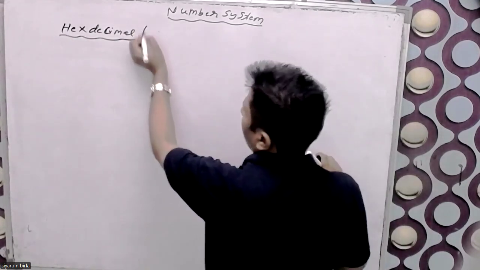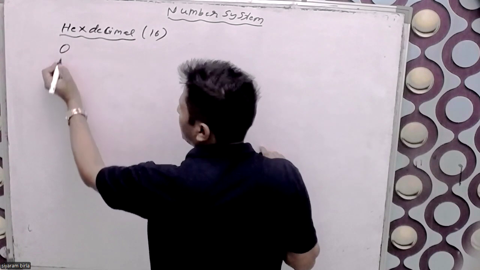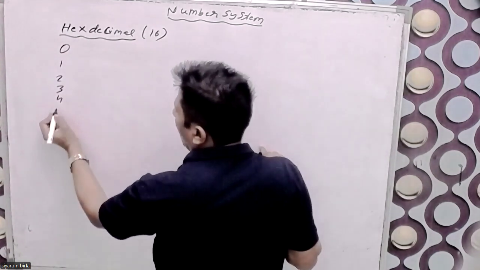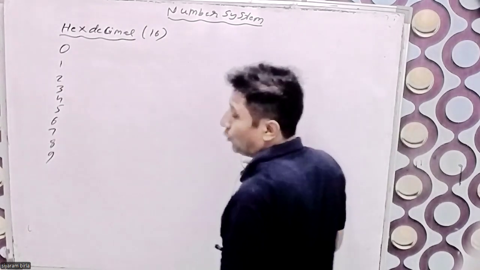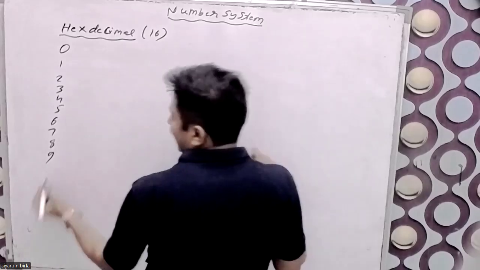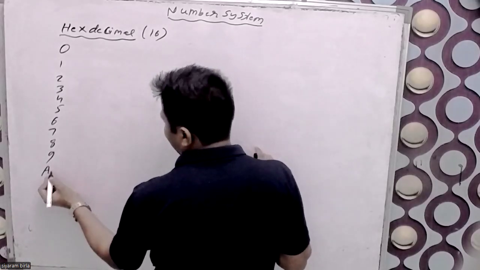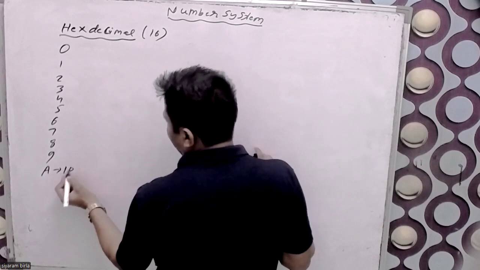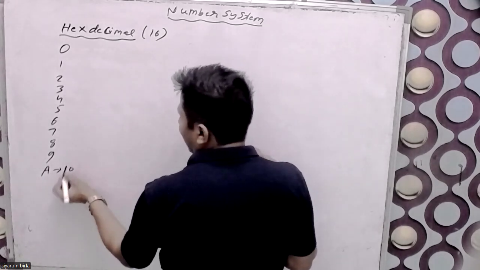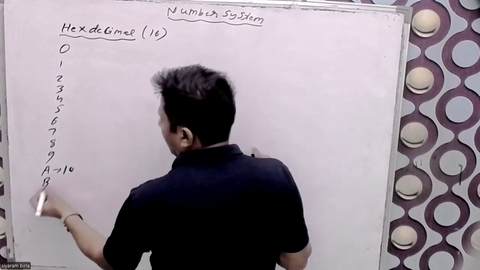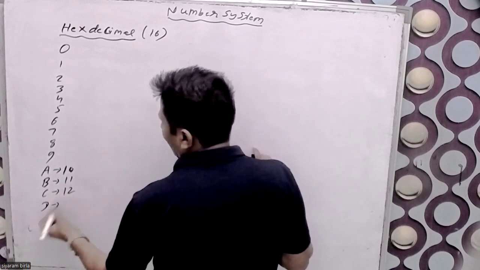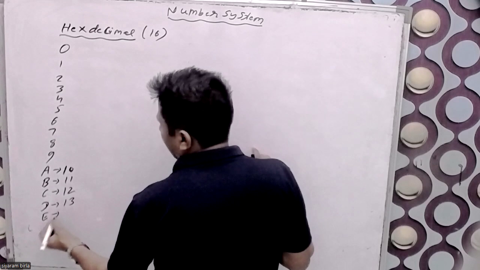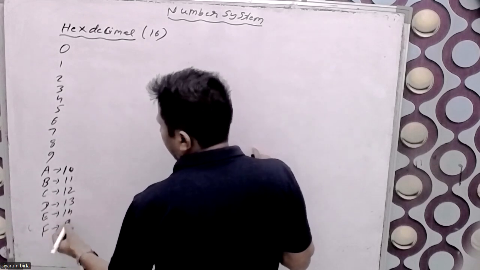So the hexadecimal base is 16. It starts from 0, 1, 2, 3, 4, 5, 6, 7, 8, 9. Yeah. After 9, the symbol should be unique. It cannot become 10. So the next symbol is A. A is, in decimal, equivalent to 10, and B is equivalent to 11, and C is equivalent to 12, and D is equivalent to 13, and E is equivalent to 14, and F is equivalent to 15.